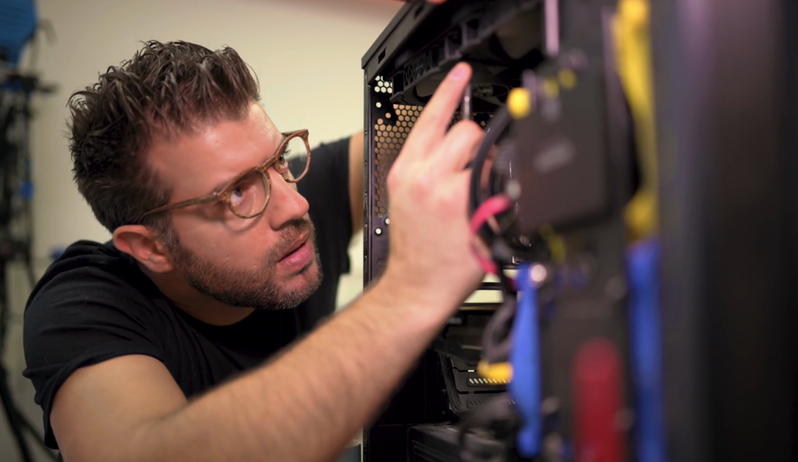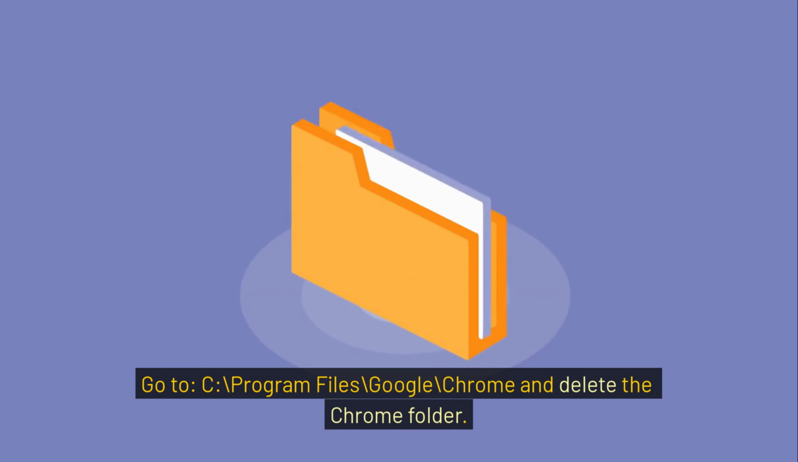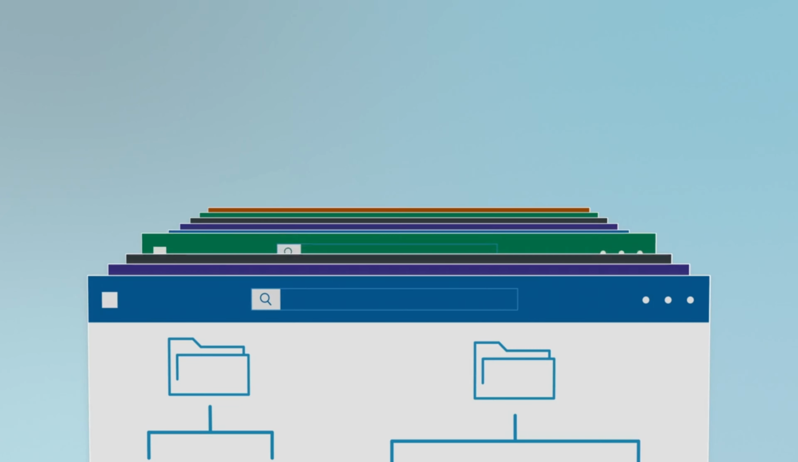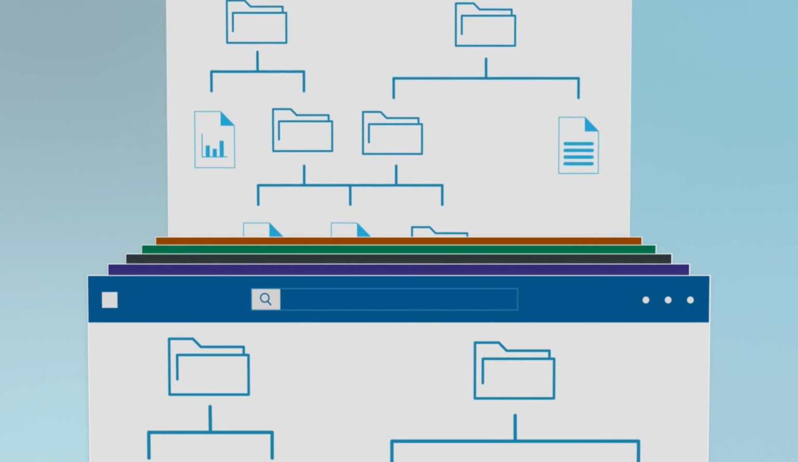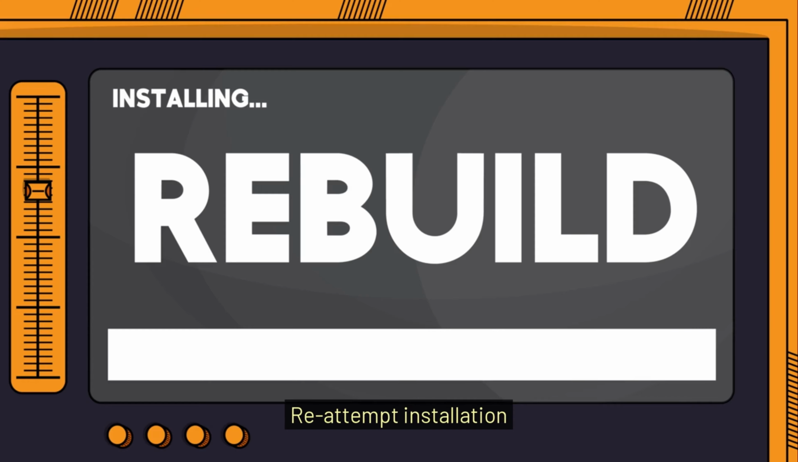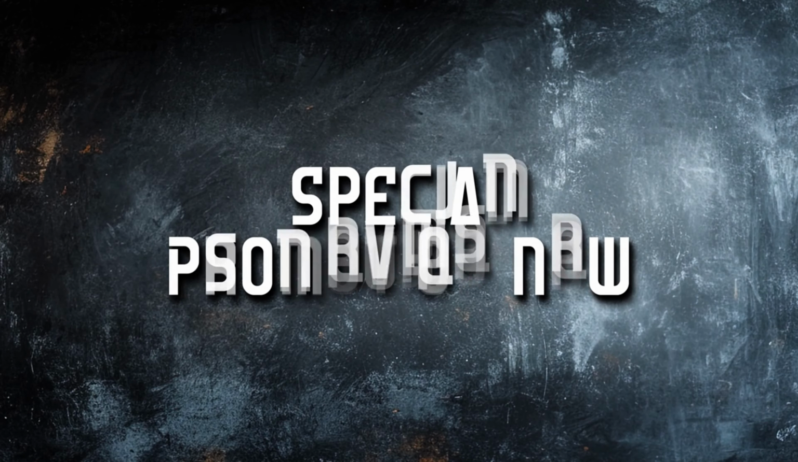Another common fix is to delete previous Chrome remnants. Go to C Program Files, Google Chrome and delete the Chrome folder. File Explorer opens. Chrome directory folder deleted. Reattempt installation. Delete leftover Chrome files before reinstalling.